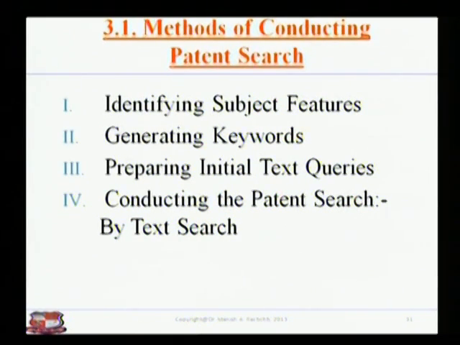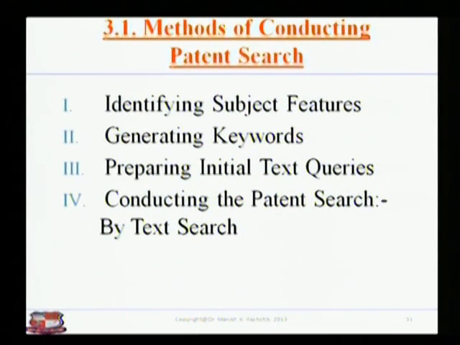So now, after understanding the tools for patent search, let's come to understand the method of conducting the patent search. It is a 4-step process. The first step, identifying the subject features of our invention. Then accordingly, in the second step, we have to generate the keywords. In the third step, we have to prepare initial text queries, and in the fourth step, we have to conduct the actual search. So let's start step by step.